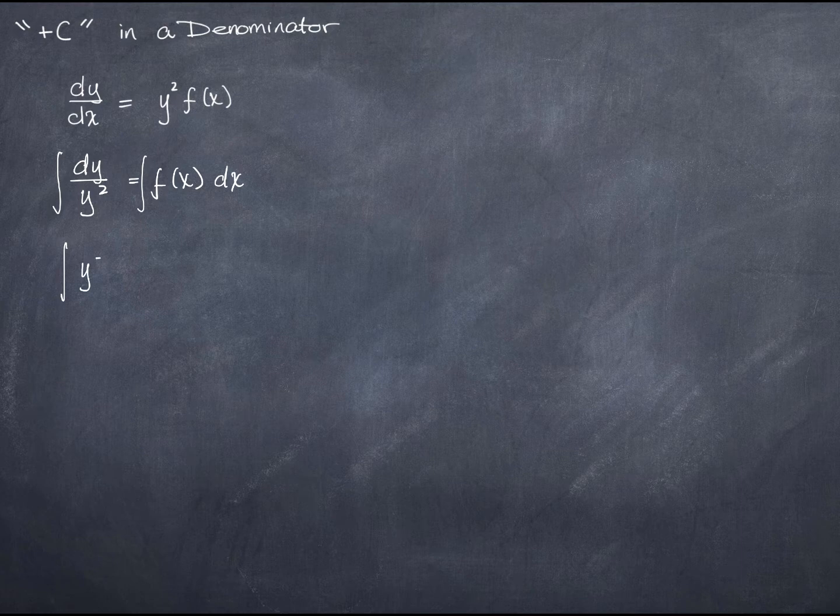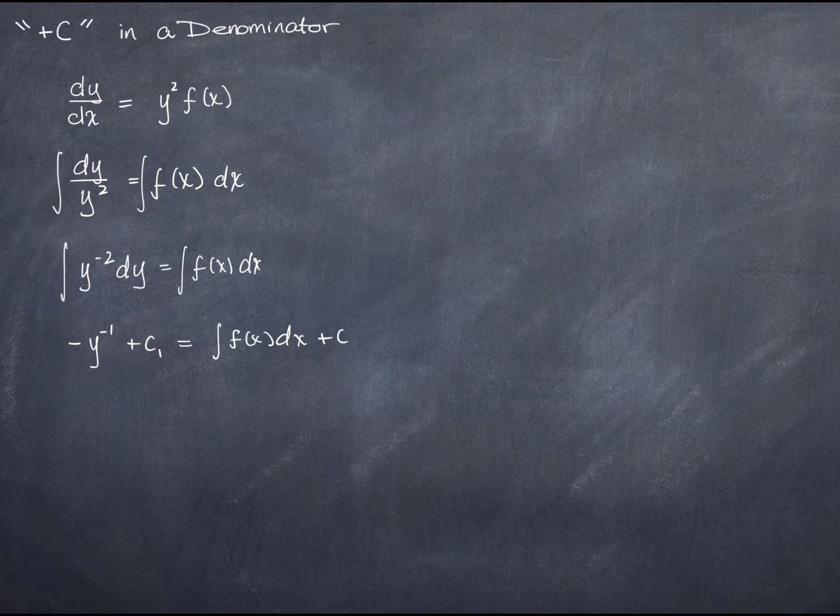This is the same as the integral of y to the power of negative 2 dy equals the integral of f of x dx. And integrating means adding 1 to the power and dividing by that new power. And of course, there's a constant here. We've talked about this a little bit. We're going to get the integral of f of x dx when we integrate the right-hand side, and there's going to be a constant there. And as I've said in other videos, we can absorb this constant into this one.